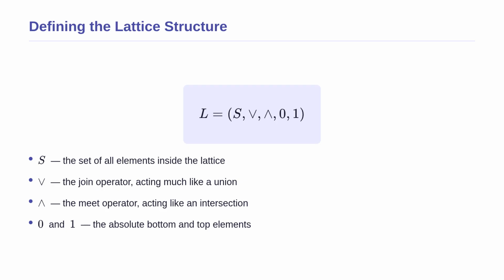Now that we understand the boundaries, let us look at the mathematical notation for this system. A bounded lattice is represented by the equation L equals the tuple (S, join, meet, 0, 1). Here, S is the set of all elements inside the lattice. The join operator acts much like a union, finding the smallest element greater than both inputs. The meet operator acts like an intersection, finding the largest element smaller than both inputs. Finally, 0 is our absolute bottom element and 1 is our absolute top element. Understanding these symbols is the first step to mastering the structure.